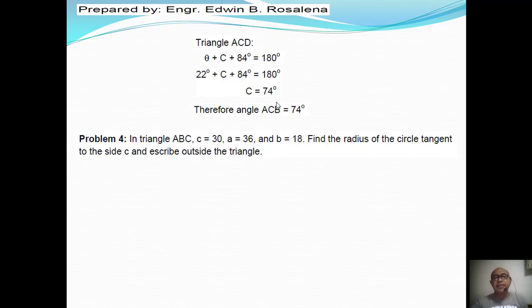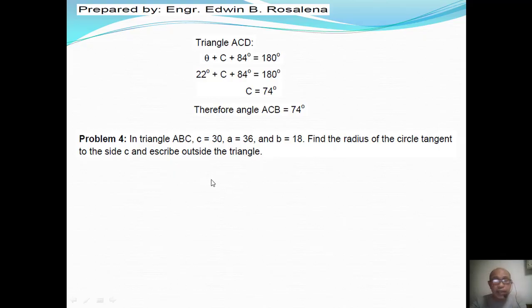In triangle ABC, C is 30, A is 36, and B is equal to 18. Find the radius of the circle tangent to the side C and excribed outside the triangle. Okay, so this is an excribed circle, no? I think this is not so difficult, no?